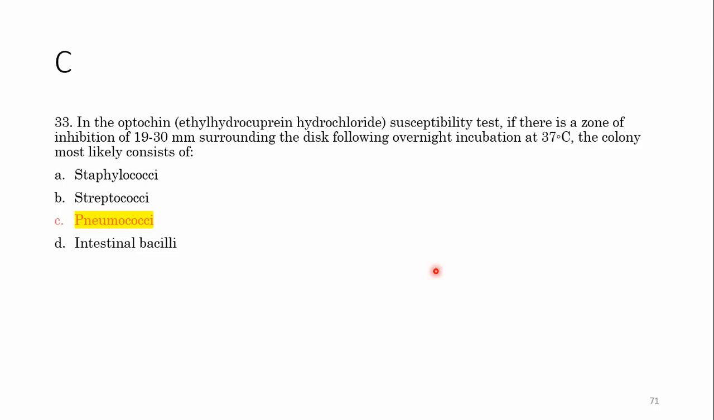The zone of inhibition to say that the bacteria is sensitive to optochin should be more than 14 millimeters. Again, more than 14 millimeters is the zone of inhibition to say that the bacteria is sensitive to optochin. Streptococcus pneumoniae is best identified using this test. Number 33, letter C.